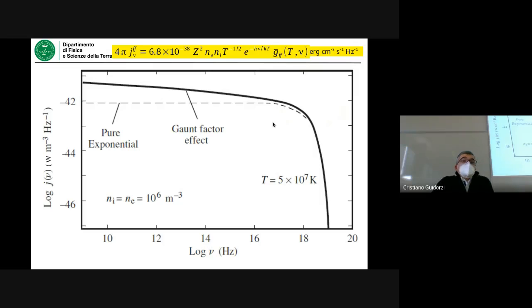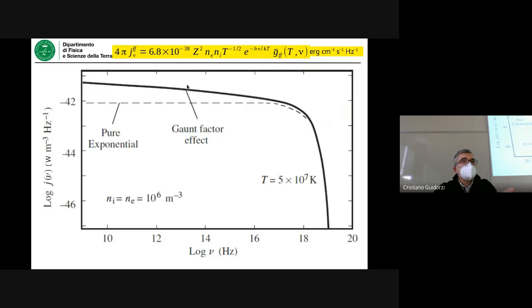So the interpretation is straightforward. When you move here, you are asking for photons which are supposed to be comparably energetic as the population of the electrons which are making them. So of course you are left with very few photons. But apart from that, you see that clearly this is a typical signature of a thermal Bremsstrahlung. Let me say optically thin thermal Bremsstrahlung.